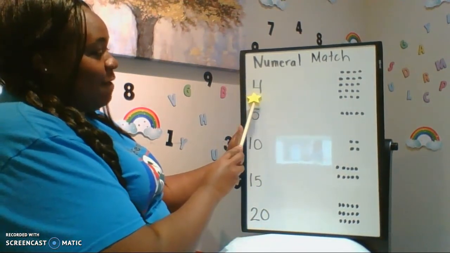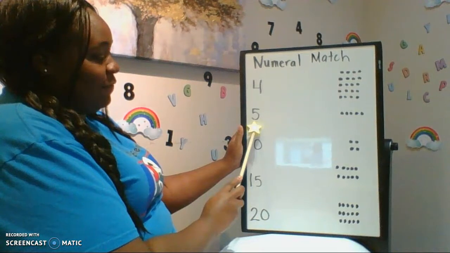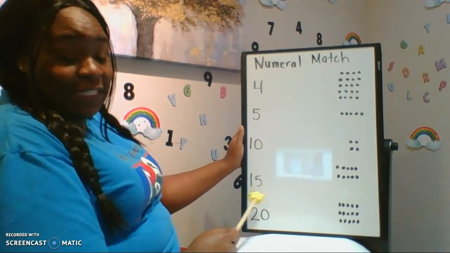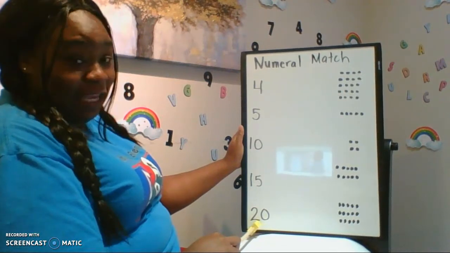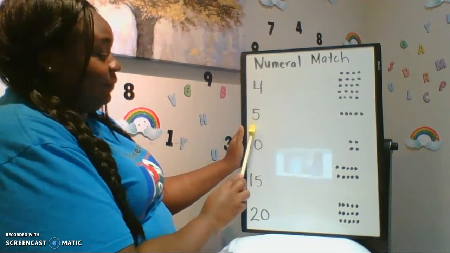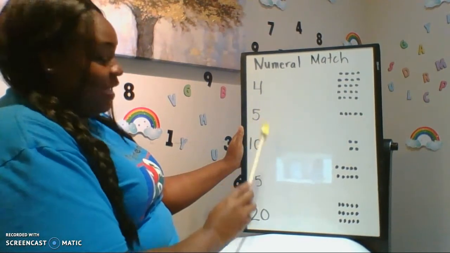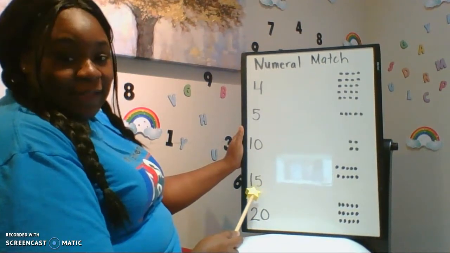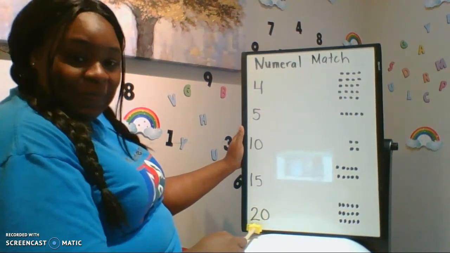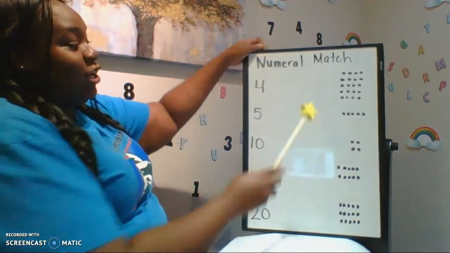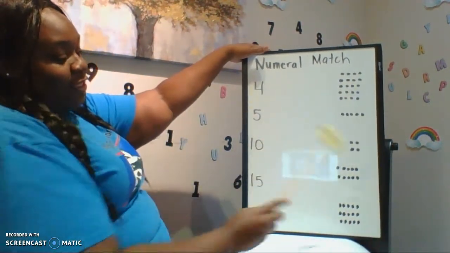So here we have 4, 5, 10, 15, 20. You say them. 4, 5, 10, 15, 20. Very good. So we're going to take a look over here at the dots, okay?